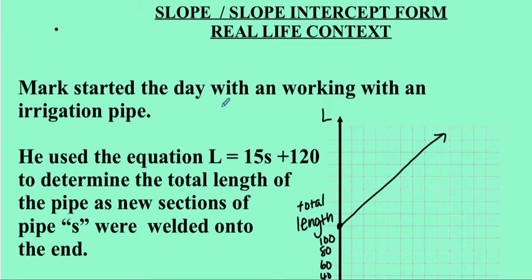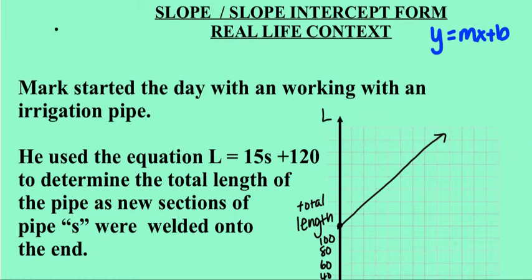Everyone, so today we're going to be talking about slope and slope-intercept form in real-life context. And we're going to look at it different ways, but today we're going to look specifically at slope-intercept form. Now, you know slope-intercept form to be y equals mx plus b. But in most real-life examples, we don't use x and y. We use variables that represent what we're talking about.